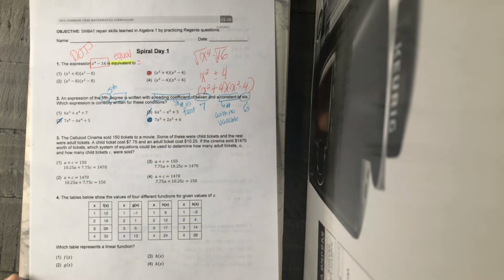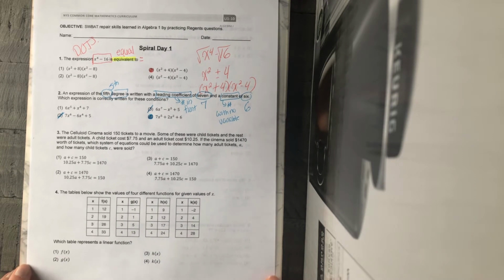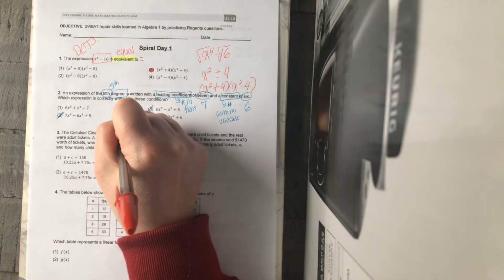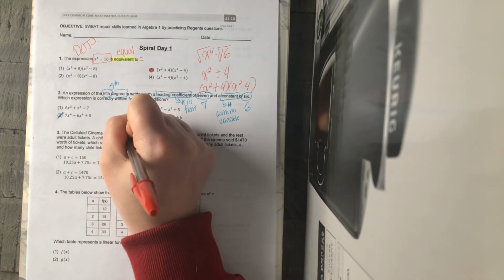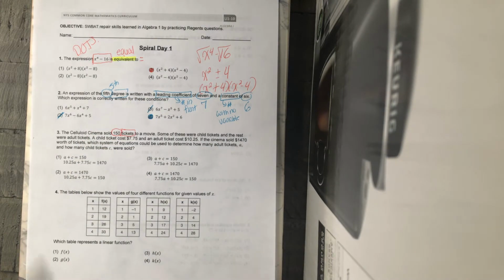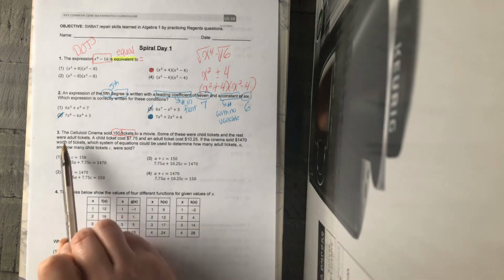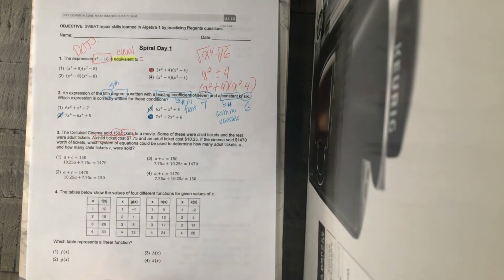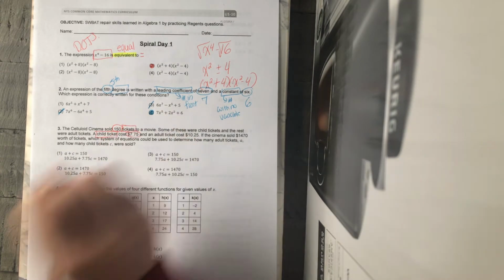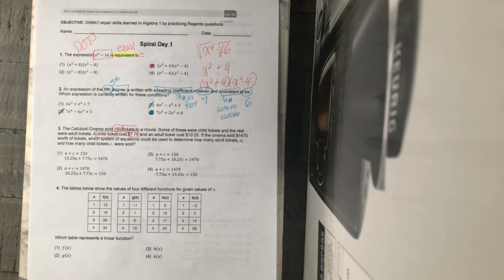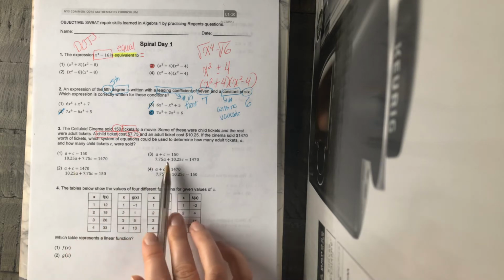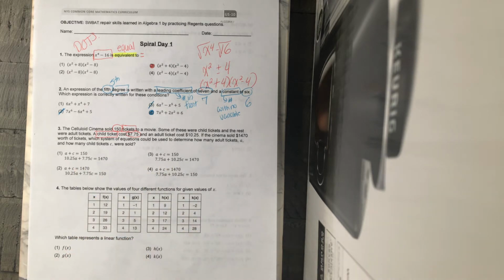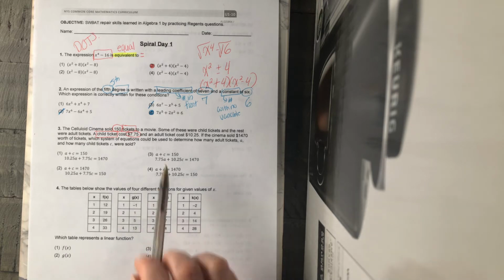Okay, number 3. It says the Celluloid Cinema sold 150 tickets to a movie. So we have 150, and that is representing tickets. Some of the tickets were child tickets, and some of them were adult tickets. All right, so as I keep reading, it tells me that a child's ticket is going to cost $7.75. So if I look back at all of my choices, since it's multiple choice, that's really nice. I know that one of these guys is the answer. I just have to figure out which one.